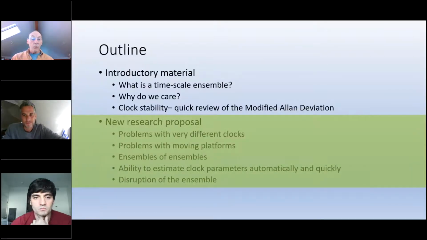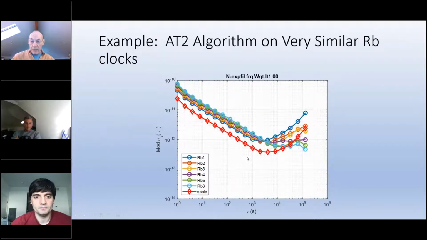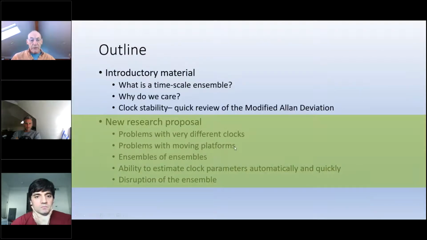Okay, so I'm going to talk about what needs to be done in this new research. And the problems are, if you've got very different clocks, like this last one, all these clocks are about the same. So I'm going to be using simulated data for everything. And I'm going to show what happens if you've got very different clocks and want to combine them. And then what happens if you're on moving platforms. And then we want to eventually talk about ensembles of ensembles and how well can you estimate clock parameters automatically and quickly, and what are things that disrupt the ensemble.